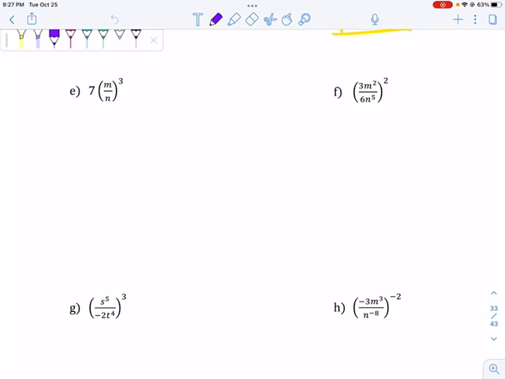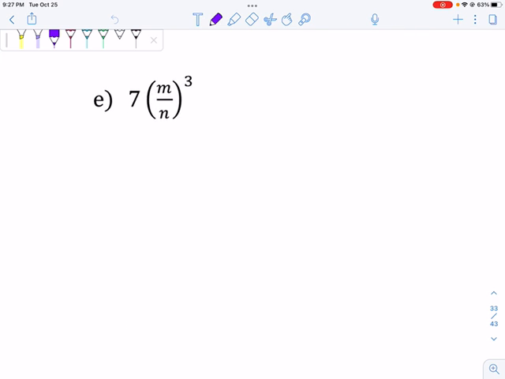All right, we're going to tackle the last 4 examples in the notes here. So let's give it a go. First example, example E. So we could see that we have this base here, this m divided by n in brackets, all to the power of 3. But we'll also notice there's this 7 out in front.